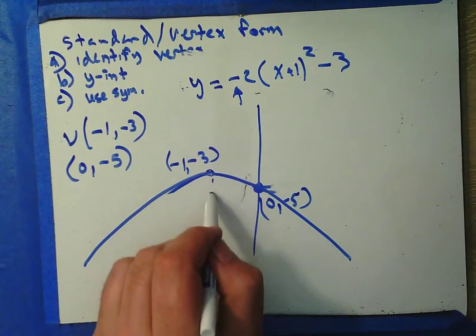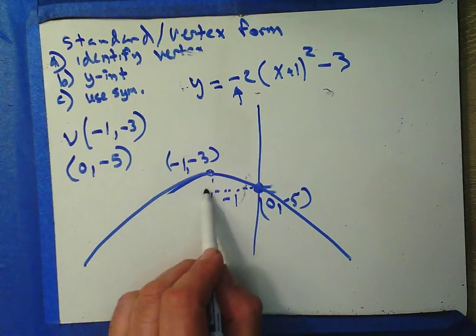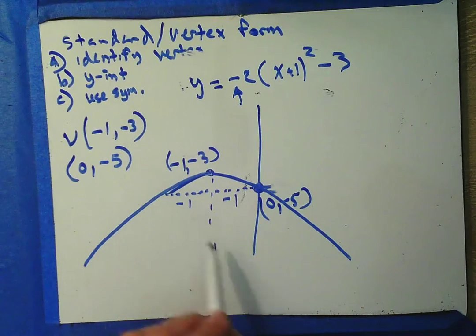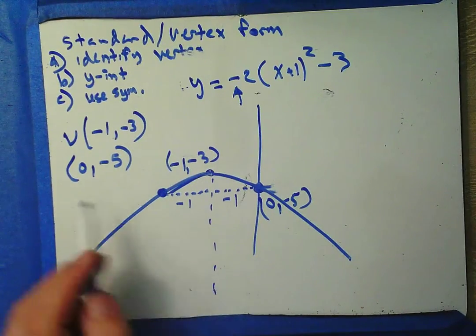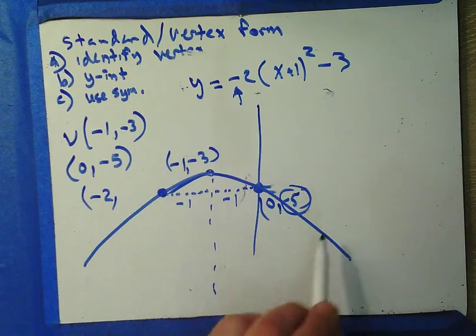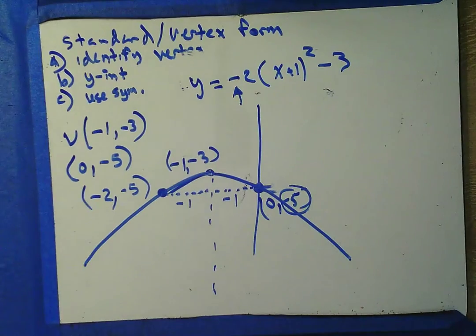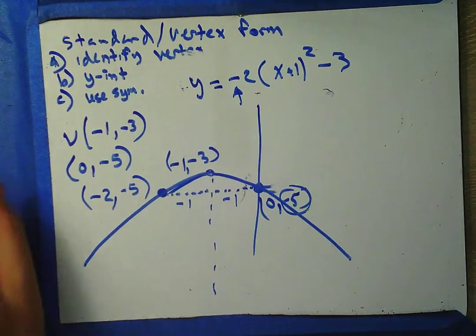Now there's this axis of symmetry, and this distance, negative 1, would be the same as this distance, negative 1. So this ordered pair over here is going to have an x value of negative 2 and the same y value as our y-intercept. Okie doke. So that's graphing from standard form.